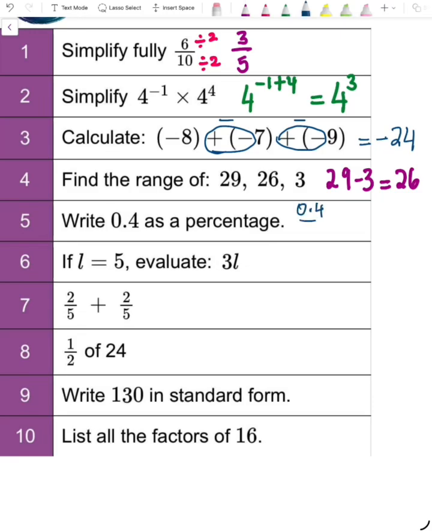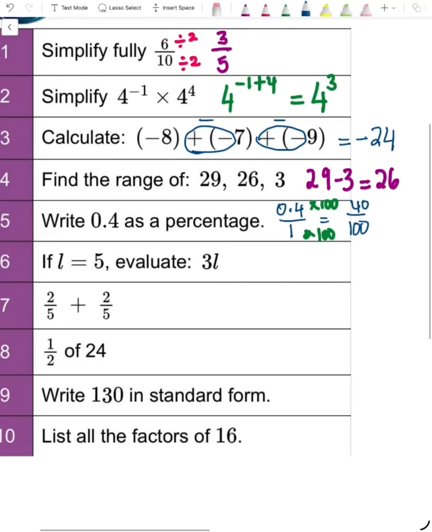Percentage. When I am looking at percentage, it's very important to remember that we need a denominator to be over 100. When there is no denominator, we will know that the denominator is 1. So from 1 to 100, I'm going to have to times this by 100. I'm going to times my 0.4 by 100 as well, and it's going to give me 40. Remember, I can't leave my answer like this because it's percentage, so I need to write it as 40%, not 40 over 100. Otherwise, that'll be classed as a fraction.